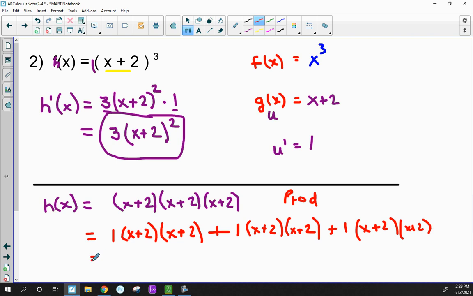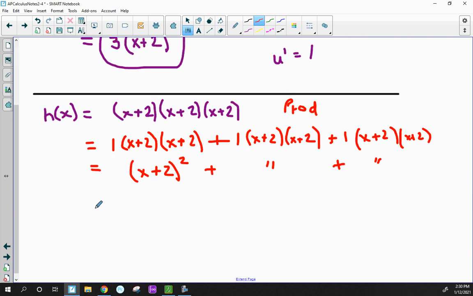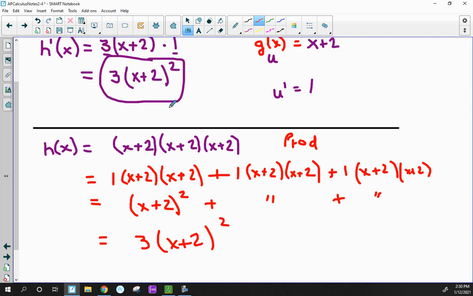Okay, interesting. So I have two x plus 2's, and I have 1 as the coefficient. The same thing's going to happen here, and the same thing's going to happen here. Just make it faster that way. So I have a total of 1 and 1 and 1, meaning I have 3 of those left. And you can see it's the same as the answer above.